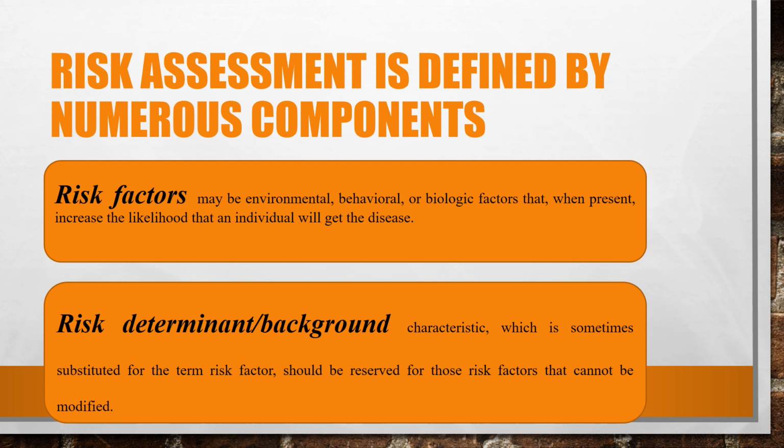What is a risk determinant or background? These are background characteristics that cannot be changed or modified. So these are risk factors that cannot be modified. That is a risk determinant or risk background.